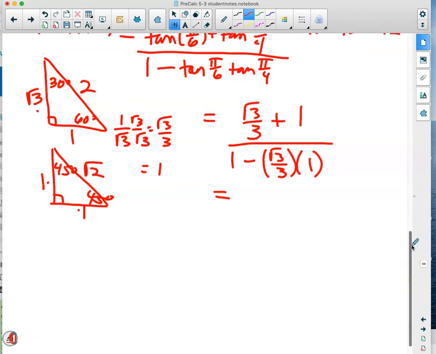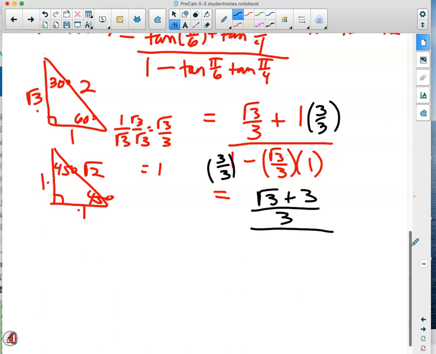So we could go ahead and find a common denominator for our numerator here, and that would be 3. So we'd have 1 written as 3 over 3, and that would give us the square root of 3 plus 3 over 3. And down here on the bottom, same type of thing. We could make this one a 3 over 3, and then we would have 3 minus the square root of 3 over 3, because multiplying by 1 isn't going to do anything for us there.